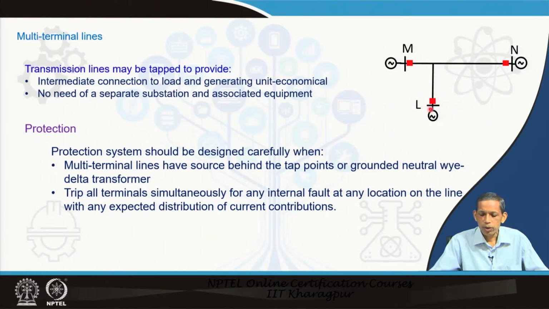Now, what happens when we have a source or a star grounded delta transformer connected here, then in any case a fault happens in any of the 3 sections here, all the 3 sources participate in that fault. Say the fault is here, so this generator participates, so also this, and so also the N side generator participates in that fault. So, that leads to a different scenario on the apparent impedance seen by the distance line, and the associated protection issues.